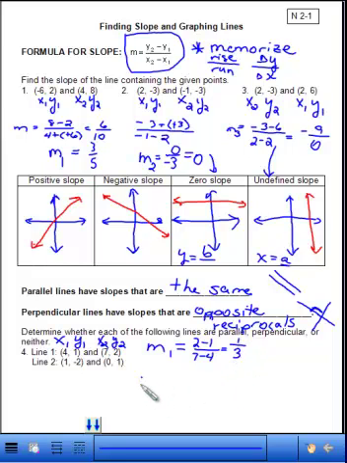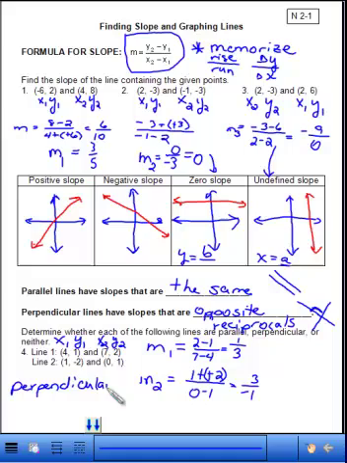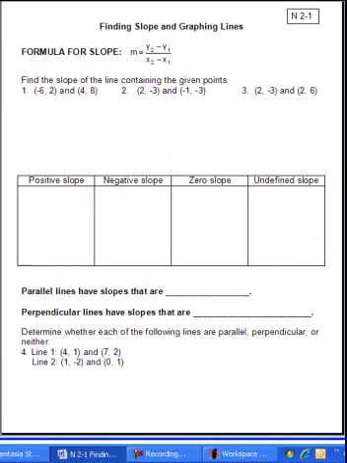Okay. For line 2, we have 1 minus a negative 2, which is 1 plus 2, and we have 0 minus 1. So we have 3 over negative 1. Well, they're opposite signs, and they are reciprocals of one another, so these lines are perpendicular. Now we go on to our next one. Go to our next page.